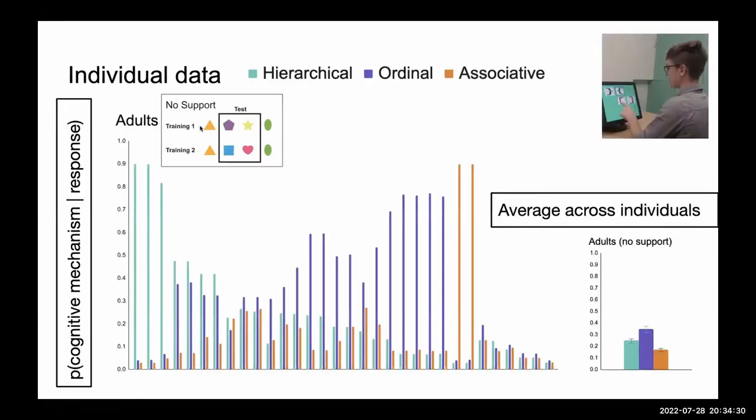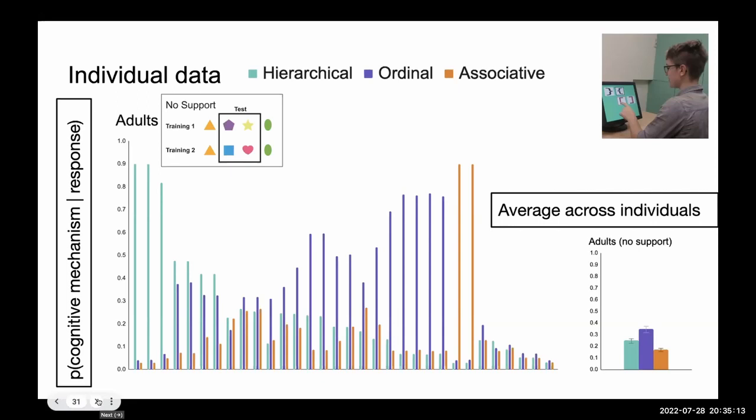this is an example of the data of all of the 32 participants who took part in the no support condition, the adults. In the future slides, I'll be showing you these bar graphs, which you see on the right, which is just an average of what people are doing across mechanism, an average across individuals. You can see in this no support condition that most of it is ordinal reasoning. However, you do see some hierarchical and associative chaining as well.